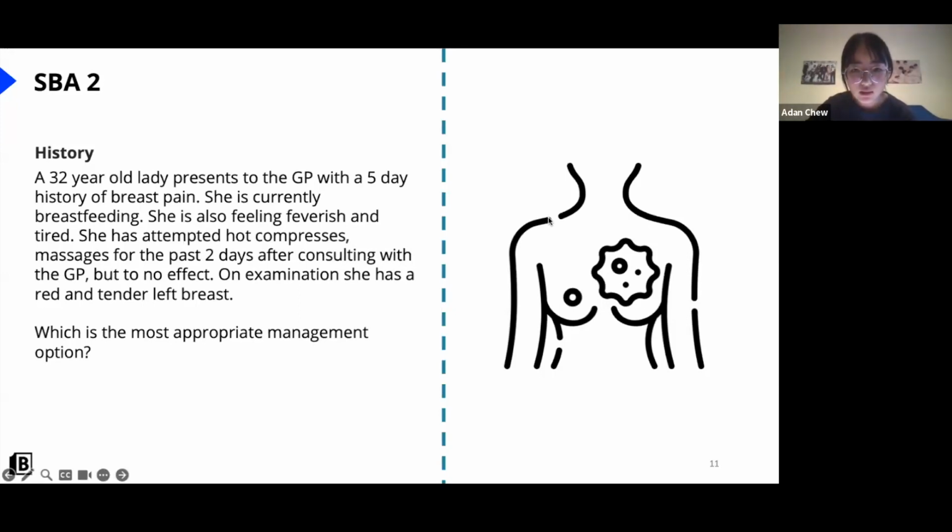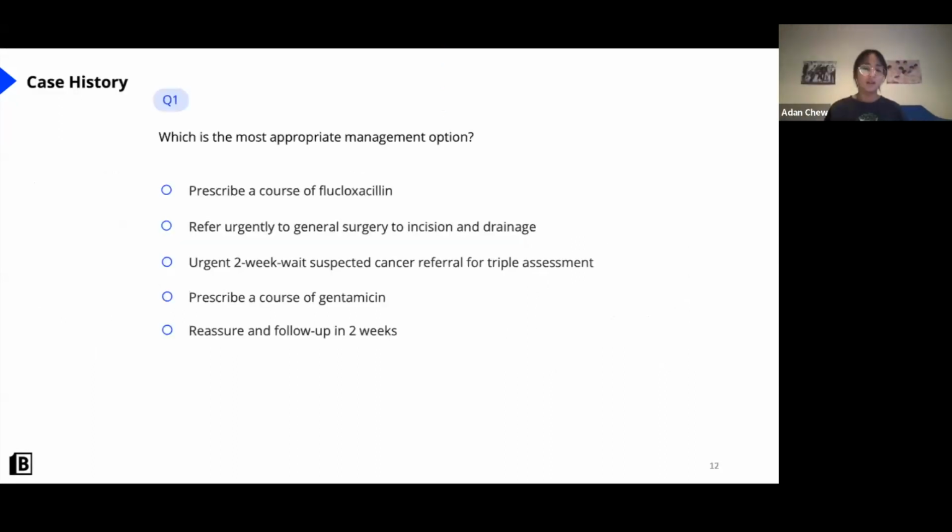I'm going to start the Menti quiz. Okay, I'm going to give you guys about 10 more seconds to read the stem and try and remember it. Then we will move on to the options. Okay, so we'll move on to the options. Do you guys want to prescribe a course of flucloxacillin, refer urgently to general surgery for incision and drainage, urgent 2-week wait suspected cancer referral, prescribe a course of gentamicin, or reassure the lady and follow her up in 2 weeks? Which would be most appropriate?